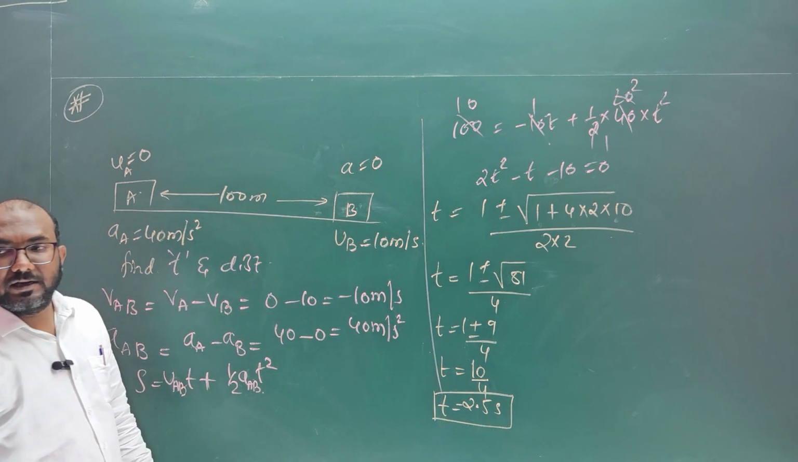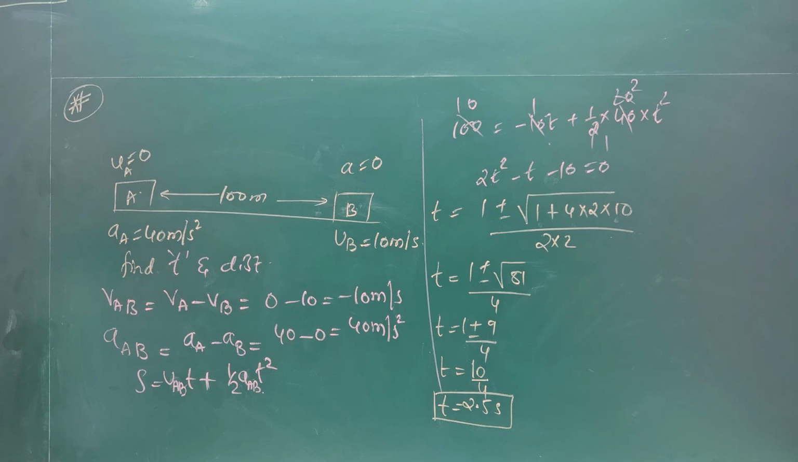At 2.5 seconds, body B will hit body A, or overtakes, hits, crosses, whatever they ask, or when they can be at the same position. So this is how we will be doing.